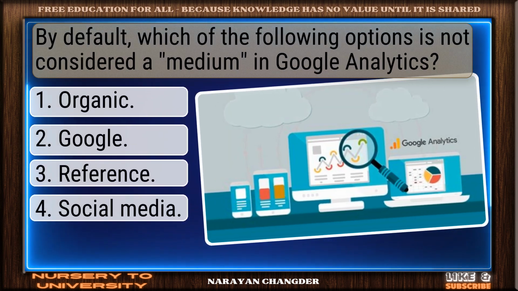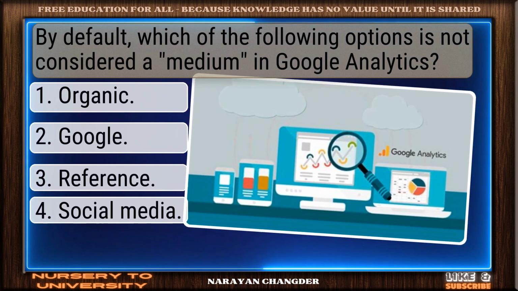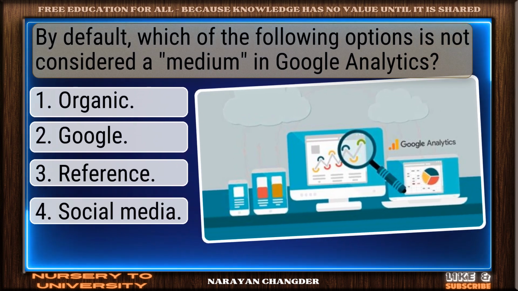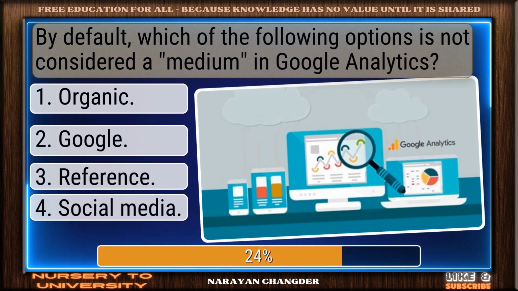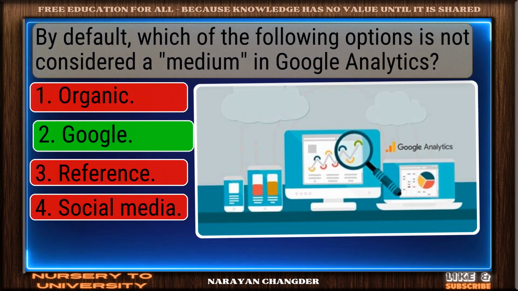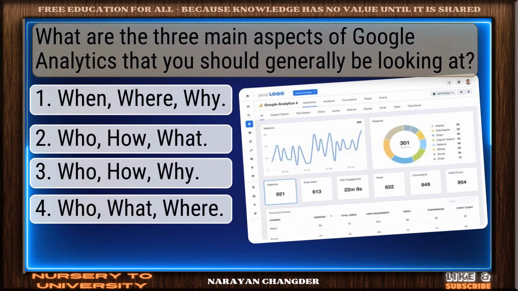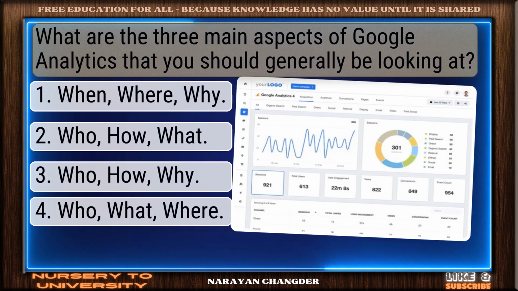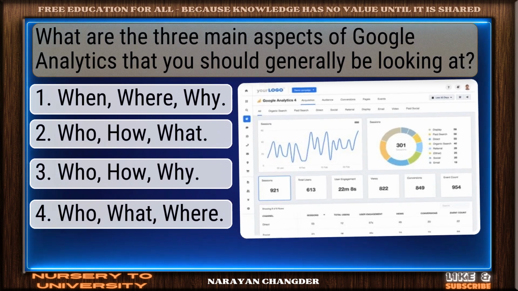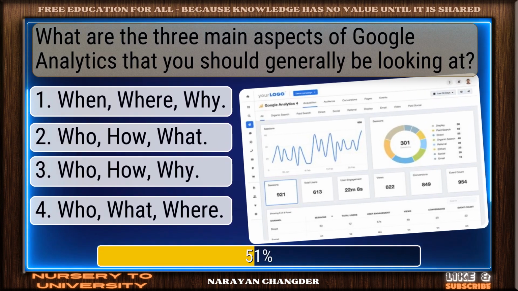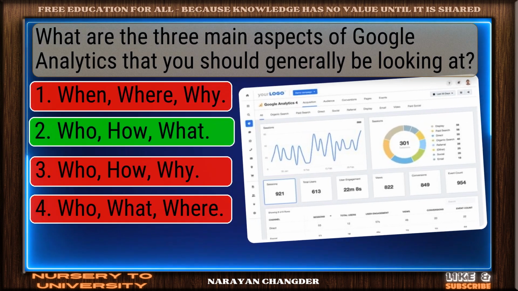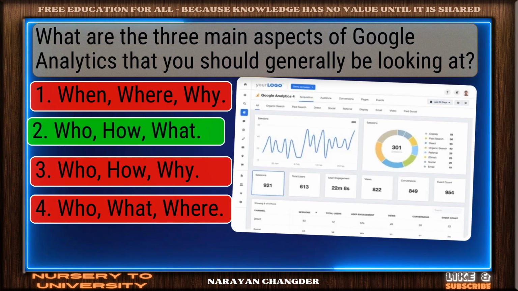By default, which of the following options is not considered a medium in Google Analytics? Strong choice. Google is the right answer. What are the 3 main aspects of Google Analytics that you should generally be looking at? Correct. Who, how, what is the right answer.